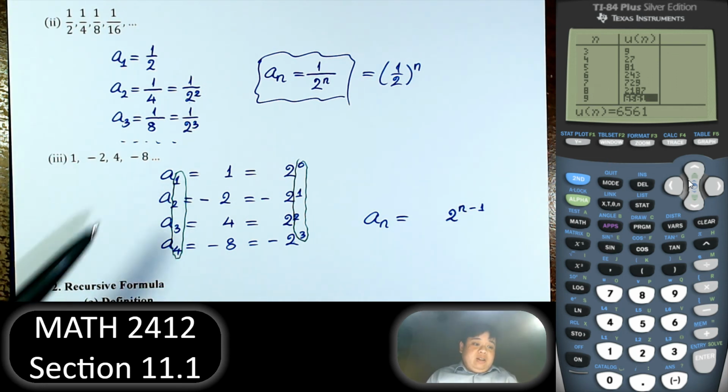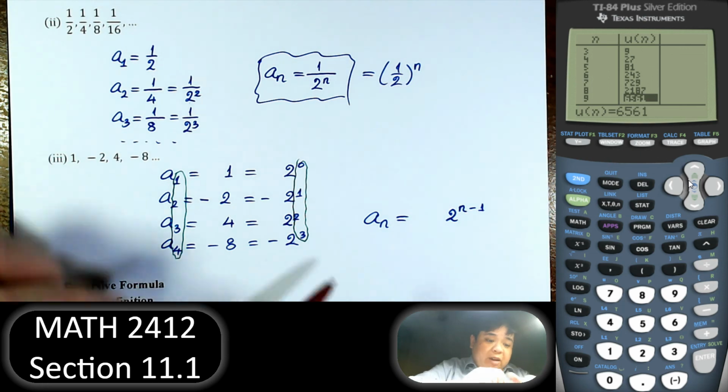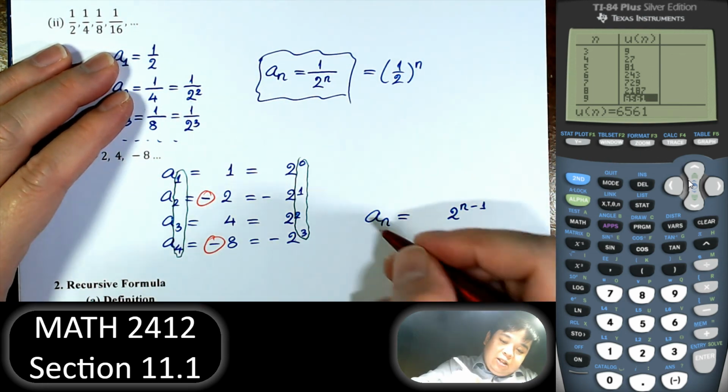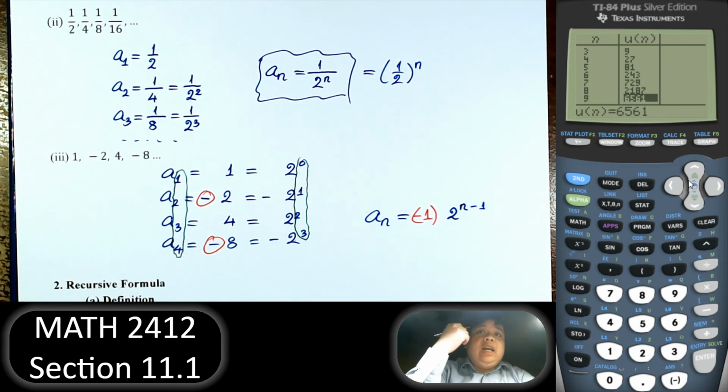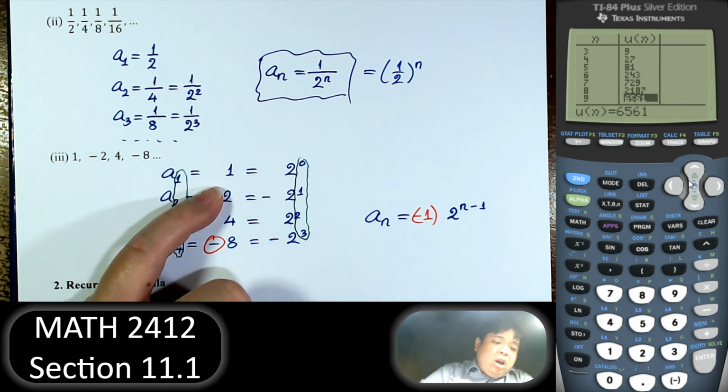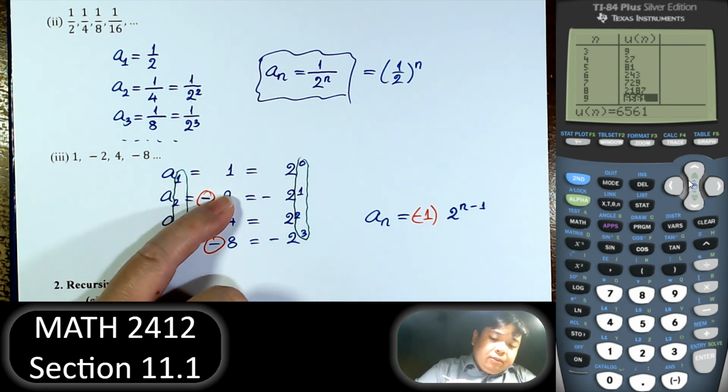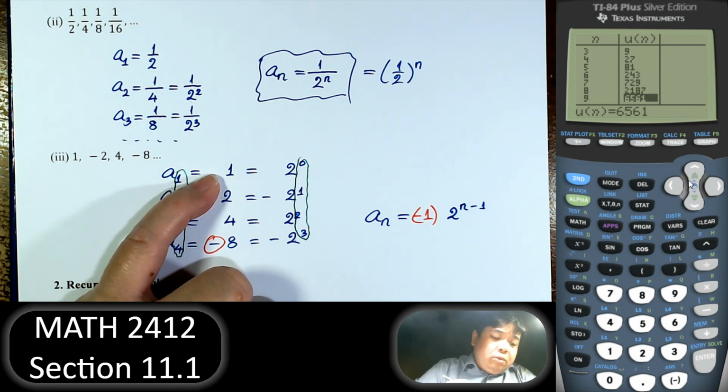Now we have the -1, the sign alternating. How do we do that? So to take care of the negative, we're going to have -1 raised to some power. If it is an even power, it's going to be positive. If it is odd, it's going to be negative. Alright, so we look at this. The first one is going to be even.